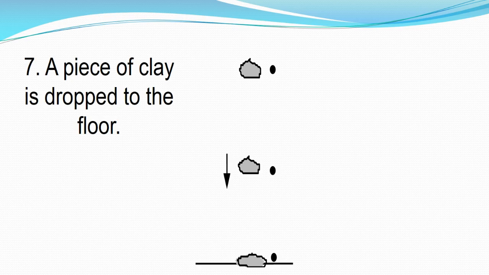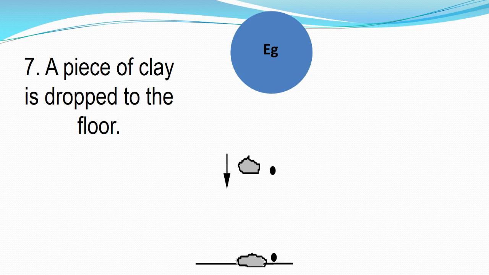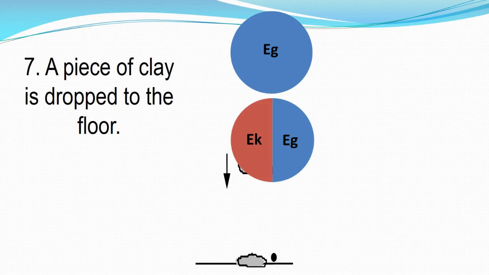In this scenario, we started with a chunk of clay. At the very beginning, it's not moving, so no kinetic. It's not stretched or compressed, so no elastic. It's off the ground, so it's only gravitational. As it moves downward, we're halfway between its highest point and the ground, so it's halfway gravitational, halfway kinetic. I know it's kinetic because it's moving. The arrow tells me so.